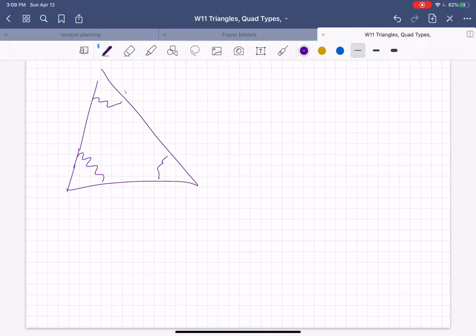So if we have this scenario, we have 50 degrees, we have 37, and we want to find x, we can do that by doing 37 plus 50 plus x equals 180. We add those 2 together to get 87 plus x equals 180. So x is equal to 93 degrees.